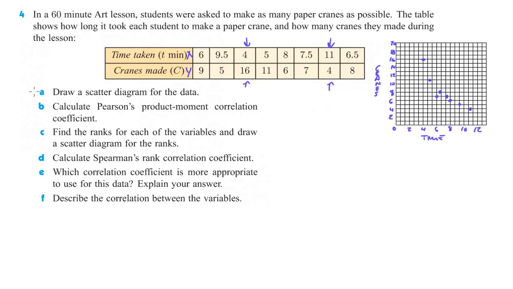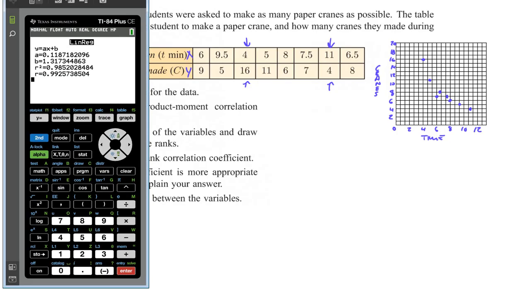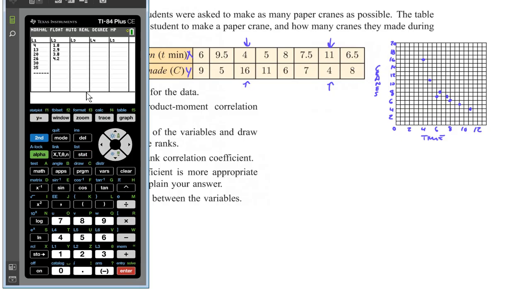Draw a scatter diagram. Calculate Pearson's product moment correlation coefficient, which is the R value. So in order to do that, we're going to have to put all of our data into our graphing calculator. All right, so we'll get all of our data in here. This is all the X, this is all Y. Okay, so here's all of our data.